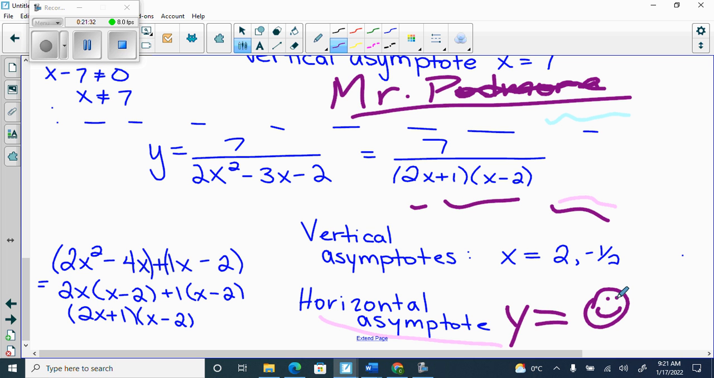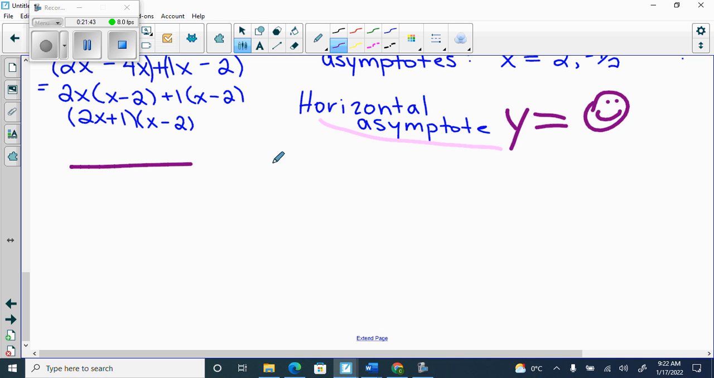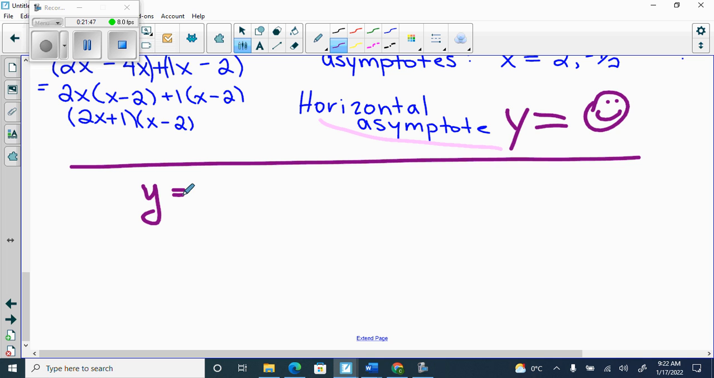All right. Because the numerator is a smaller degree than the denominator, the numerator is degree 1, the denominator is degree 2, it'd be y equals 0. Right? Okay. What happens when we have the same degree in the numerator and denominator? So we have y equals 2 minus 3x over 1 minus 4x.